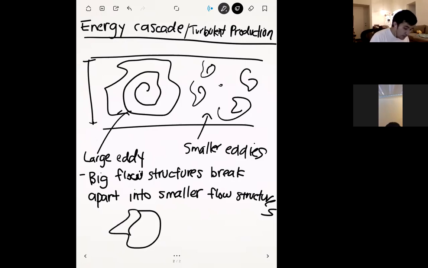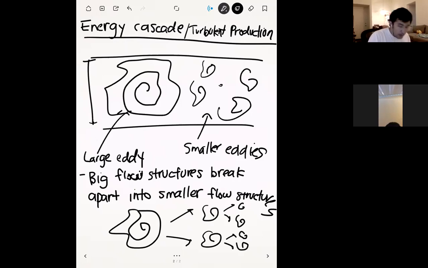You have a big eddy like this, okay? And then it's going to break apart into two baby eddies. And as you can imagine, these small eddies will break up into even smaller ones. And then this process tends to continue until you reach the eddies of the smallest sizes. Okay. All right. Any questions on this?